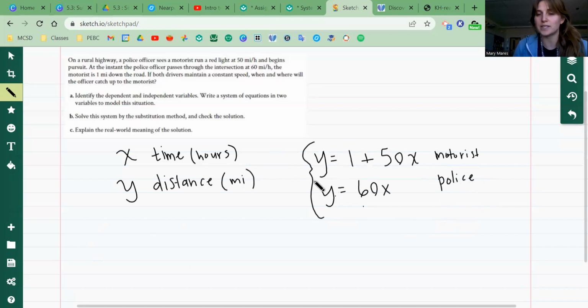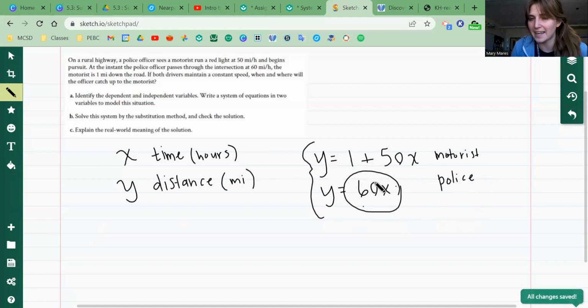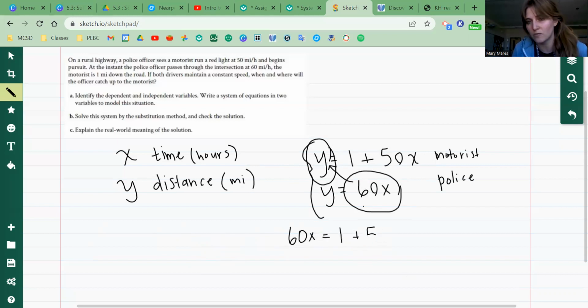So what we can do is, since I have y defined twice, I can take this 60x, because y equals 60x, and I can replace it, I can substitute it in for this y. So now I'm going to rewrite this top equation, but instead of writing y equals, I'm going to write 60x equals. So it turns out to be like this: 60x equals 1 plus 50x.